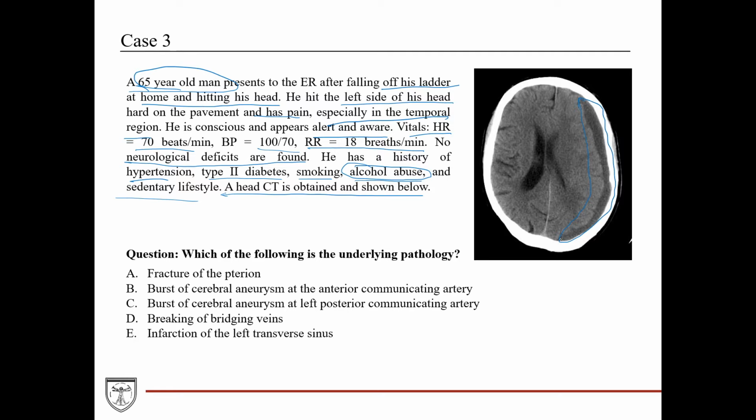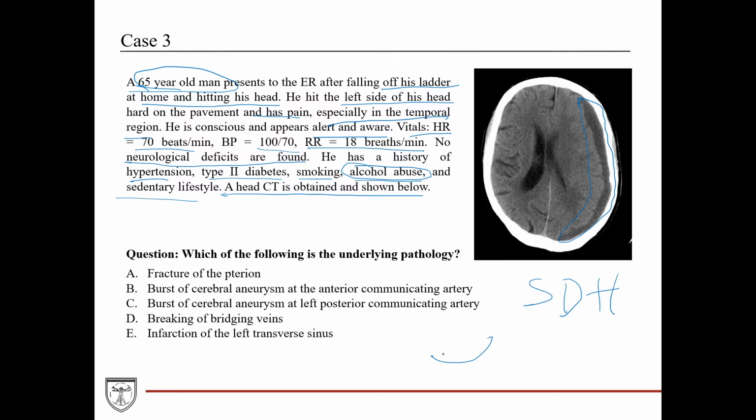It's spread all across the hemisphere. So I know he hit the left side of his head. That doesn't necessarily mean that he fractured his pterion and gave him an epidural. So you just got to go by the imaging here. The imaging here shows that this is a subdural hematoma, or an SDH, and that's just by the imaging.